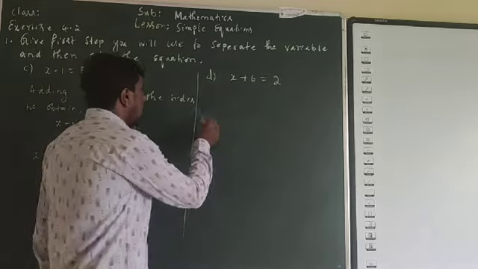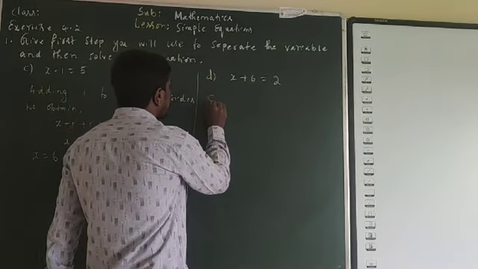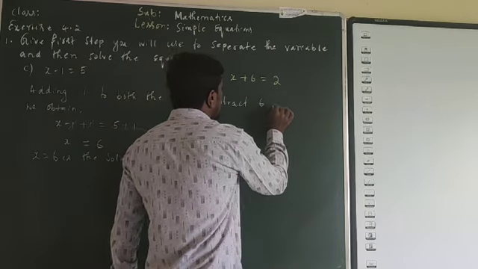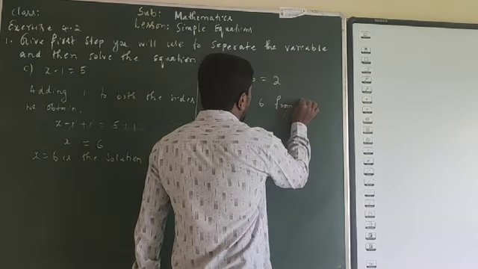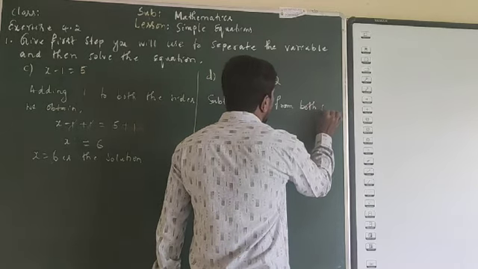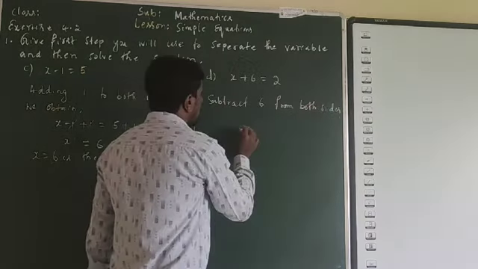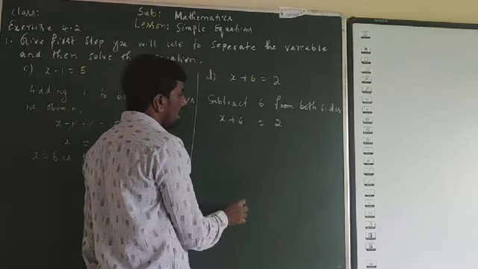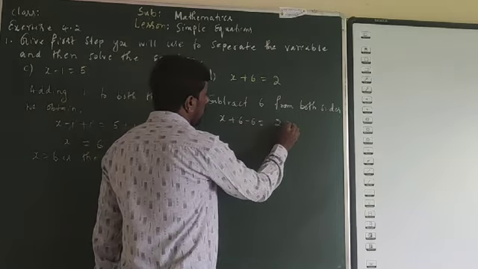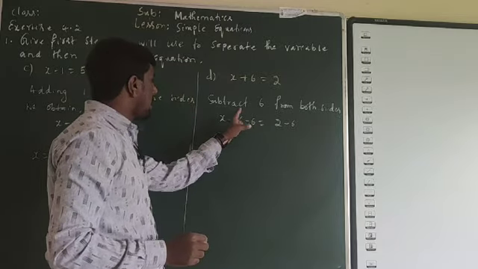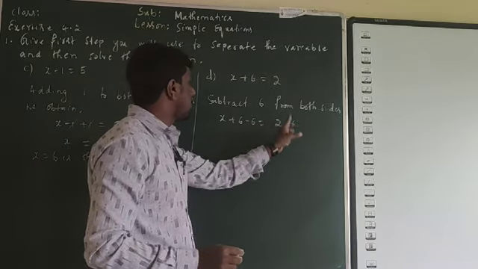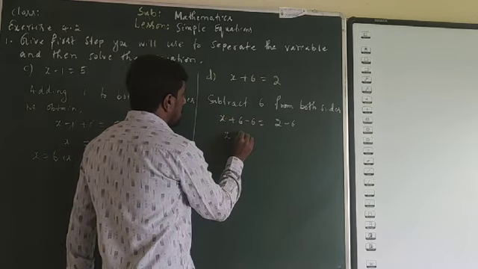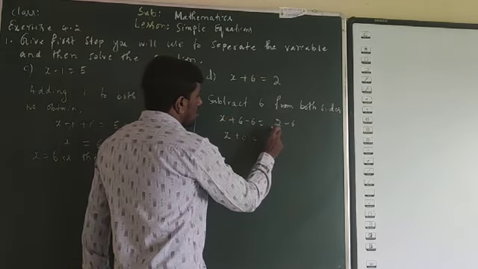Right? We'll write that. Subtract 6 from both sides. What will happen? x plus 6 is equal to 2 is the original equation. I need to subtract 6 from both the sides. 6 is subtracted from the LHS, 6 is subtracted from the RHS. Now x plus 6 minus 6 will become 0. Right? So 2 minus 6.